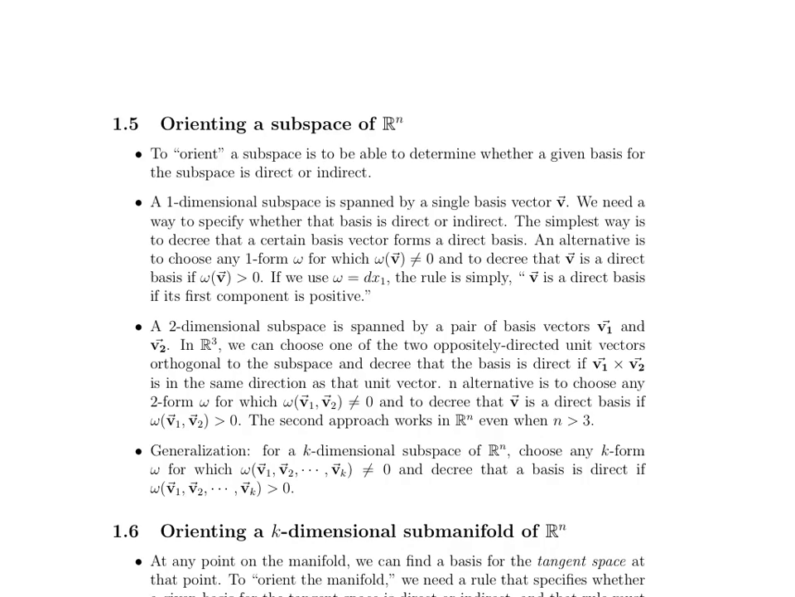An alternative to this, though, is to choose any two form that's non-zero when it acts on your two basis vectors v1 and v2, and just decree that the v's are a direct basis if the form returns a positive answer, and the v's are an indirect basis if the form returns a negative answer. And this approach actually works even when you're in R3. Picking a non-zero form that will never be zero when it acts on your three basis vectors. If it returns a positive answer all the time, then it will be a direct basis. If it returns a negative answer all the time, then it will be indirect.